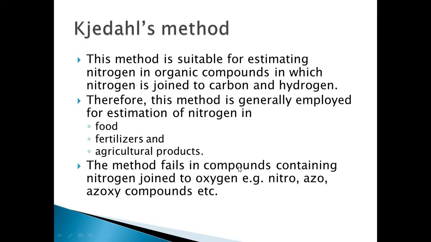However, the method fails in compounds containing nitrogen joined to oxygen. For example, nitro, azo, azoxy, and so on. Meaning that you cannot use Kjeldahl method to determine nitrogen in compounds in which nitrogen is joined to oxygen, in nitro compound, azo compound, azoxy compound, and so on. But we can use Kjeldahl method for all other types of compounds in which nitrogen is joined to carbon and hydrogen.